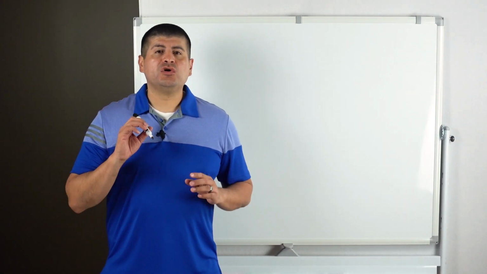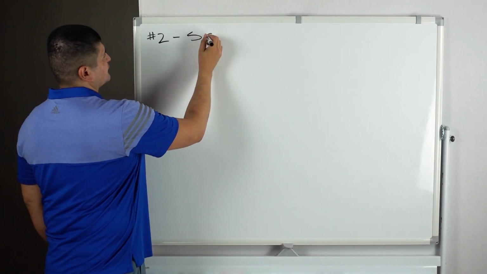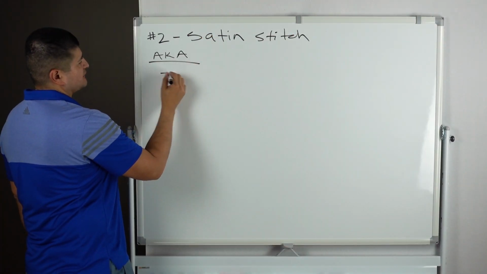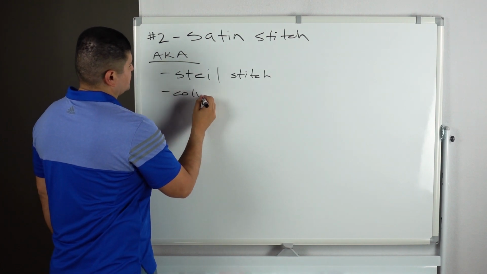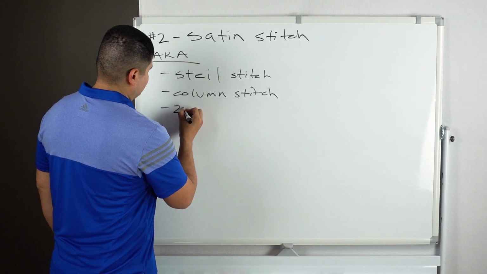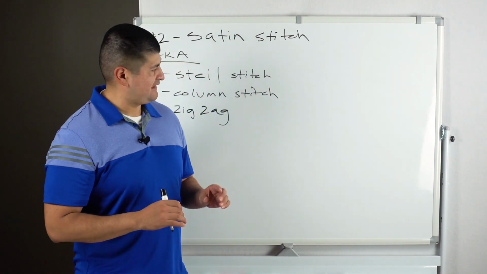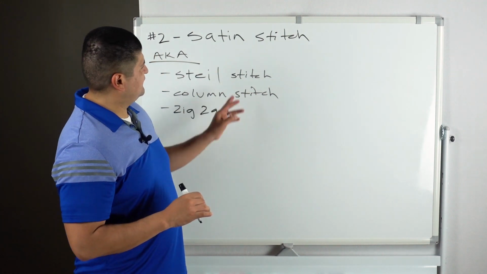Your second most important stitch is number 2, your satin stitch, also known as steel stitch, column stitch. It's in the same family as the zigzag stitch. It has the same characteristics as a zigzag stitch, so we could definitely put it in this department here.